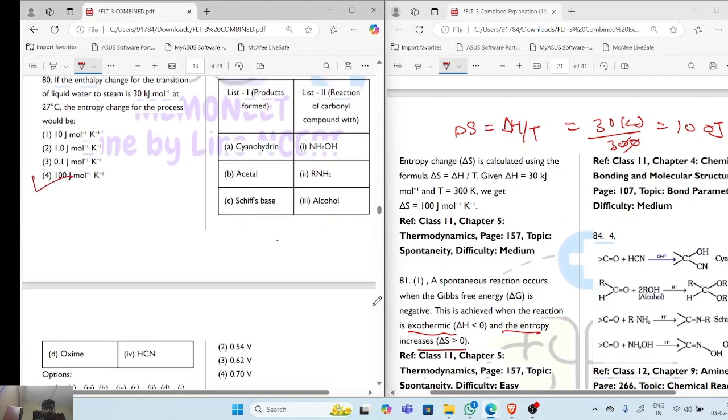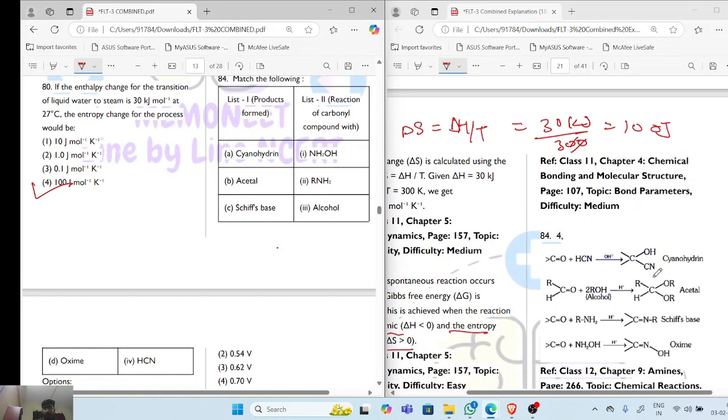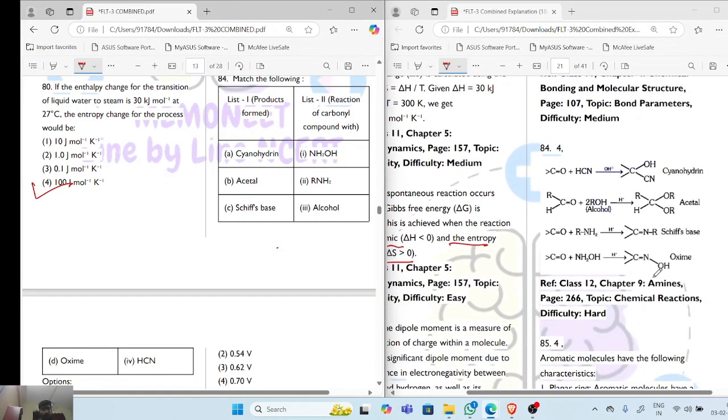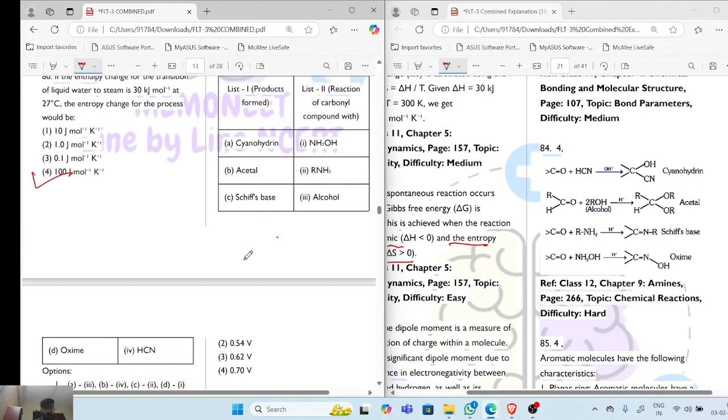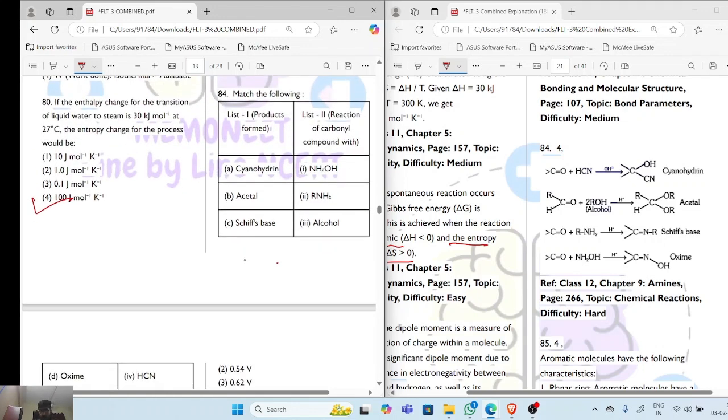Now question number 84, we have to match the following. In the list, compound formed in the reaction of carbonyl compound with something. So cyanohydrin. When can we form the cyanohydrin? When we react the ketone group with HCN, then cyanohydrin can form.